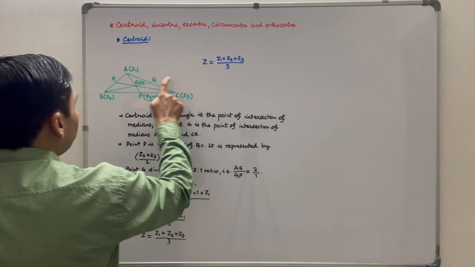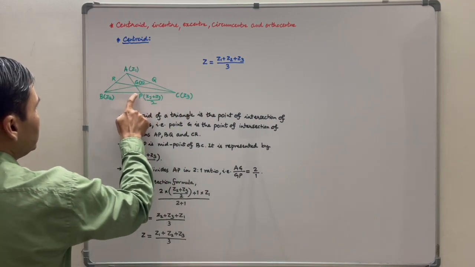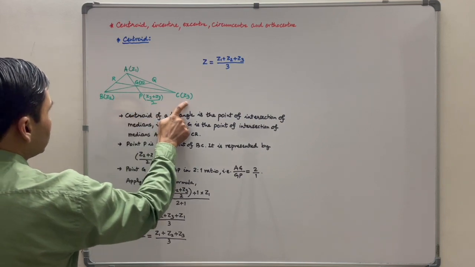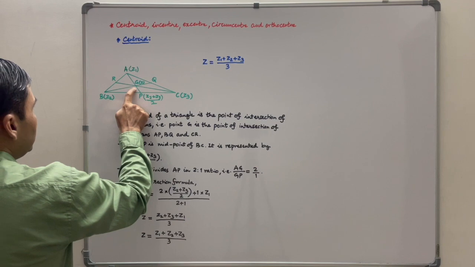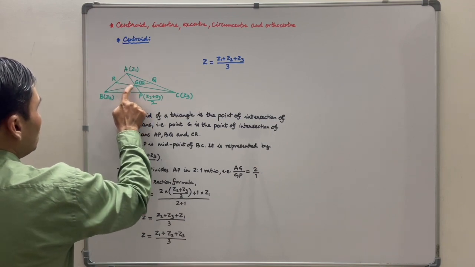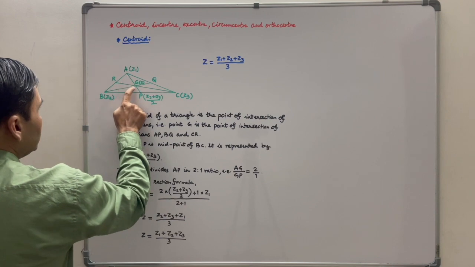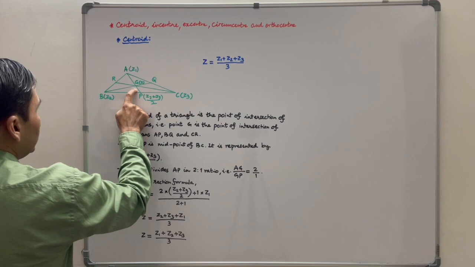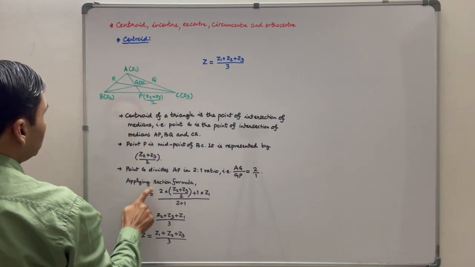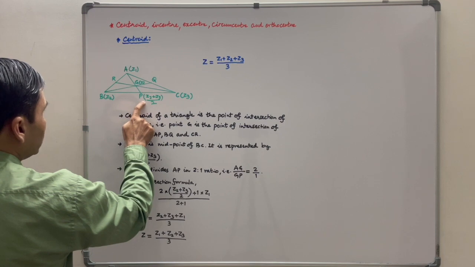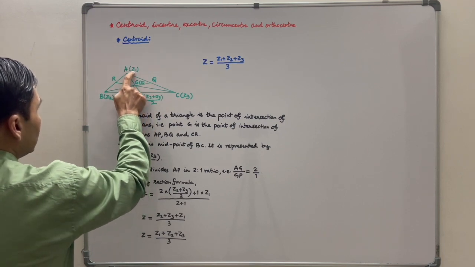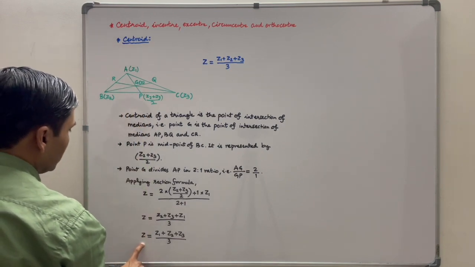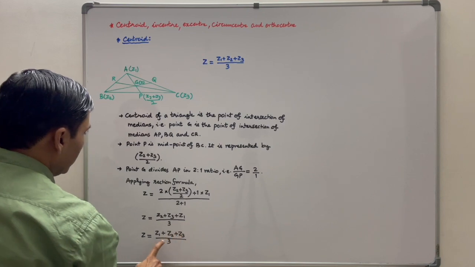Let us prove that. AP is one median. That means P is the midpoint of BC. It will be represented by z2 plus z3 upon 2. G divides AP in 2:1 ratio. That means AG upon GP is equal to 2:1. So we can apply the section formula here and say that z is equal to 2 into z2 plus z3 upon 2, plus 1 into z1, upon 2 plus 1. So z comes out to be equal to z1 plus z2 plus z3 upon 3.